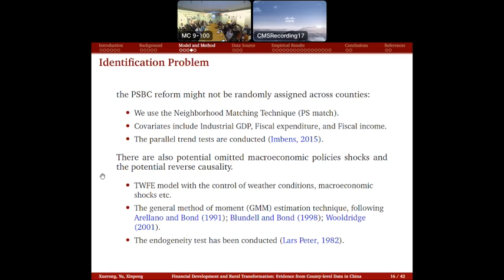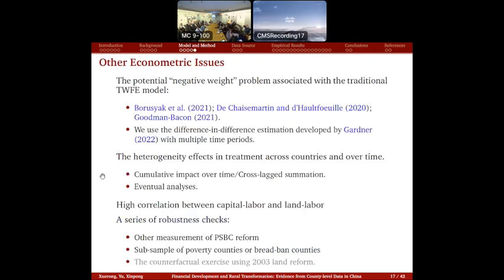Secondly, there will be some omitted variables for the potential reverse causality. Although we try to control several covariates in the model, there are still some omitted variables. So instead of just using the usual approach, because in our model at least 3 variables face endogeneity problems, but it's very hard for us to find really appropriate instrumental variables, we take the generalized method of moments estimation technique, and also the endogeneity test that has been conducted, which I will later show you in the basic results.